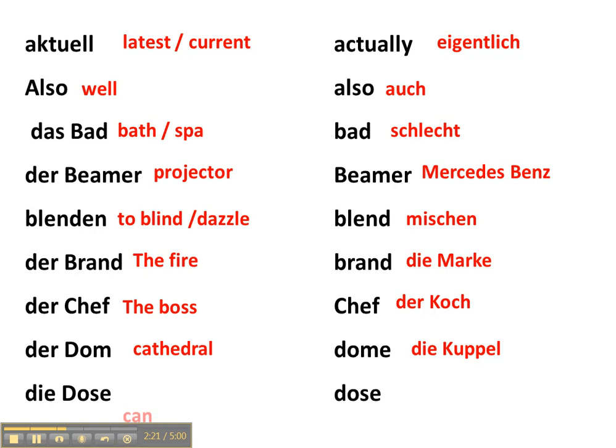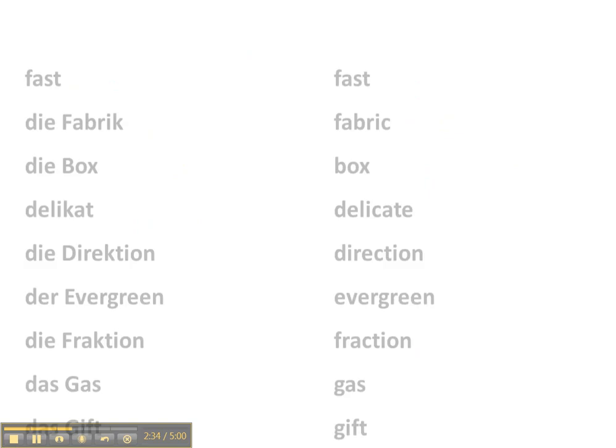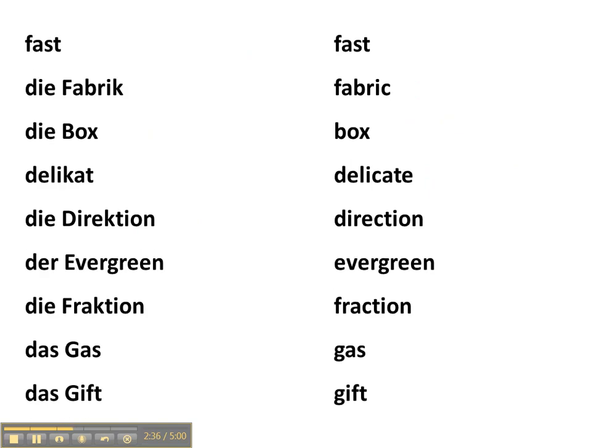Die Dose, in German this means the can, and then in English we have the word dose, which in German is die Dosis, which is just the amount of something that's given normally for medicine. Okay, a few more. In German fast means almost. Wir sind fast da, we are almost there. But in English, when we hear the word fast, we're thinking schnell.